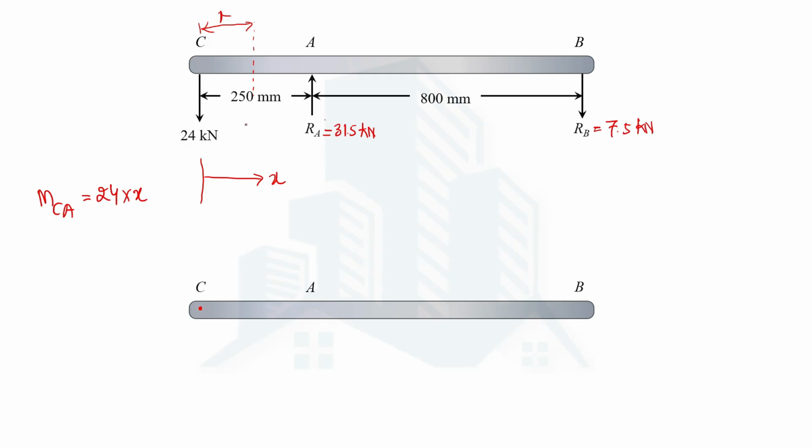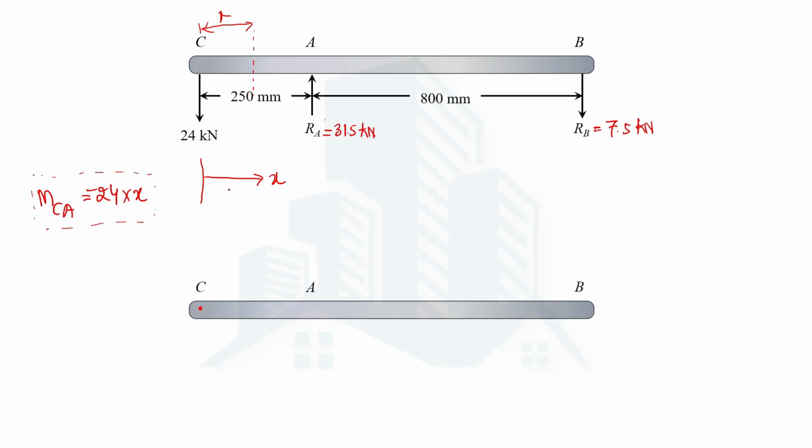And the other thing that you have to keep in mind is the sign. This kind of bending moment will be anti-clockwise, so I consider that as a negative. So negative 24 multiplied by x. The moment between C and A will vary linearly using this equation.